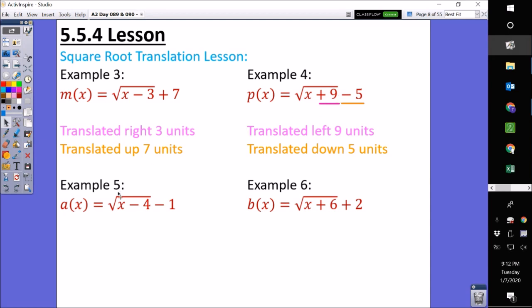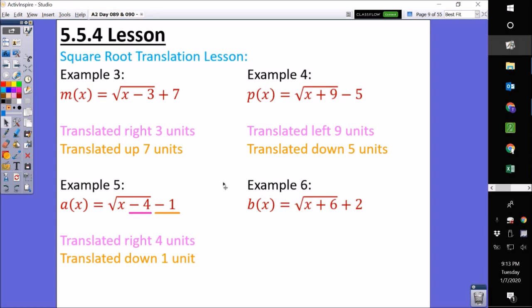Moving on to example 5, we have a of x equals the square root of x minus 4 and then minus 1. So the minus 4 is inside the square root behind x, so that means that this is going to be translated right 4 units. And then the minus 1, it's behind the square root, so since it's minus 1, translate down 1 unit. So here's the transformation. Translate right 4 units because of the minus 4 inside the square root and behind the x. Translate down 1 unit because of the minus 1 behind the square root.